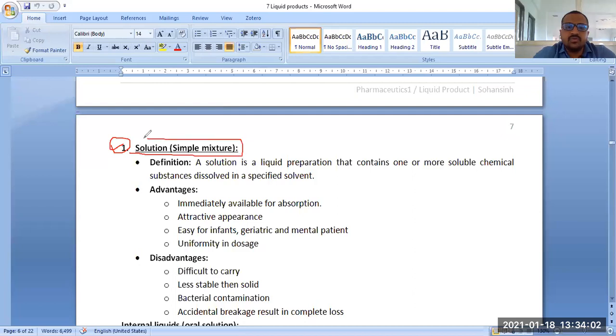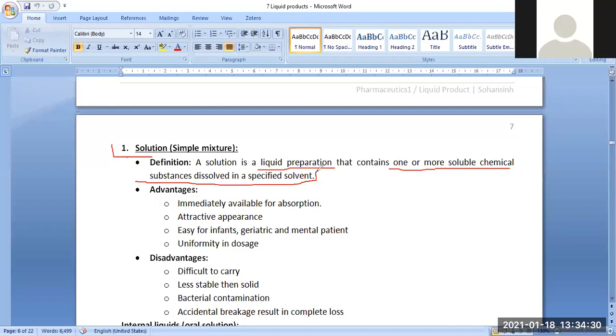The first preparation is a solution, also known as a simple mixture. This is our first monophasic liquid preparation in the classification of monophasic liquid preparations. So solution, as we already know, what is the definition of solution? Solution is a liquid preparation that contains one or more soluble chemical substances dissolved in a specific solvent. This is the basic requirement. You require one ingredient, one API, and one solvent for the preparation of a solution.